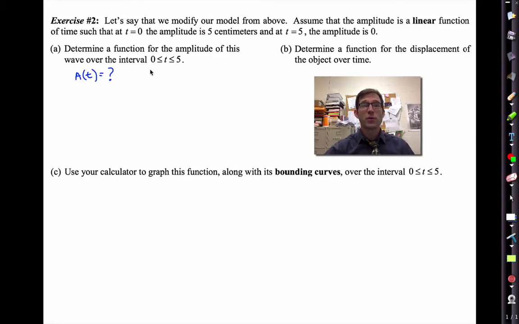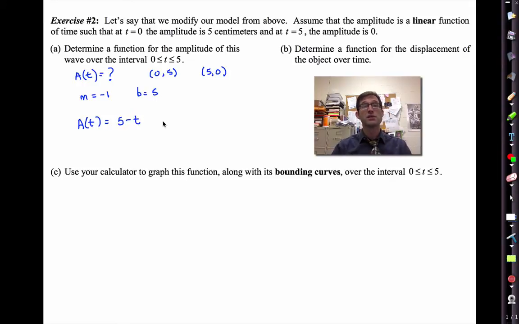For a linear function, we really need 2 points. What do we know? We know that at 0 seconds, we have an amplitude of 5, and at 5 seconds, we have an amplitude of 0. This is actually a very, very easy linear function to construct. Its slope ends up being -1, its y-intercept ends up being 5. There are a lot of different ways you can write it, but I really just like it like this. The amplitude is 5 minus t, right?